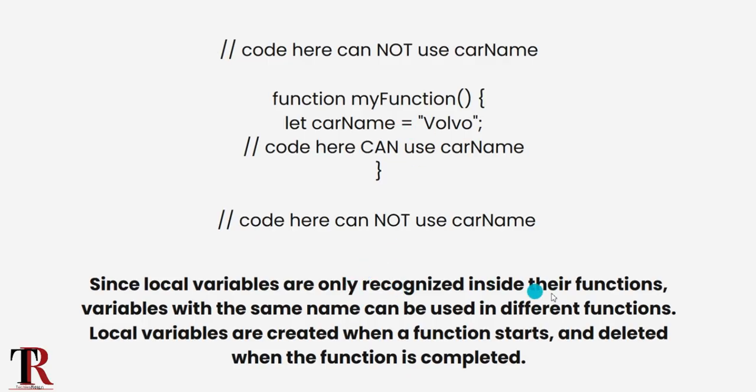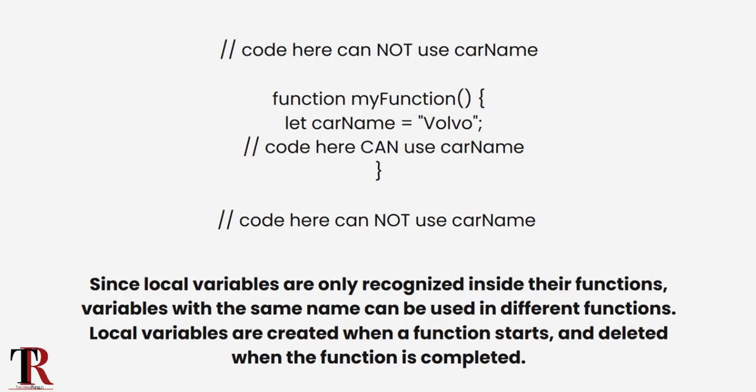Since local variables are only recognized inside their functions, variables with the same name can be used in different functions. So the advantage of this is that if you have different variables that have the same name, they can be used in different functions, because local variables are scoped only to the function where they are declared. Which means that you can have a variable with the same name and still use it in different functions. Local variables are created when a function starts and deleted when the function is completed.